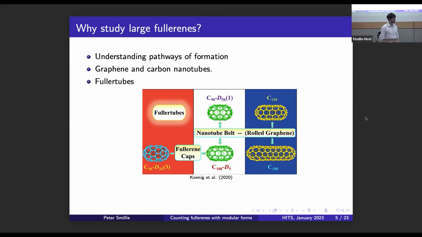And there's something else that I recently read a Quanta article about called fuller tubes, some approximation of nanotubes that are actually examples of large fullerenes that I think have recently been synthesized in the lab.